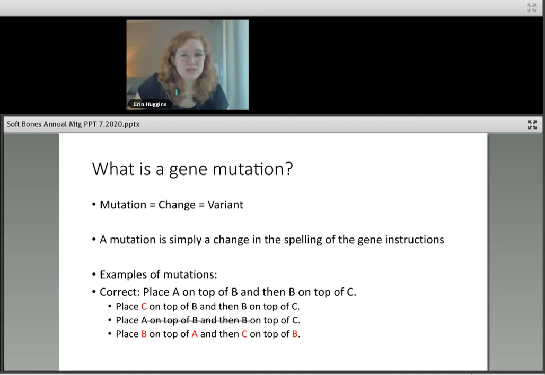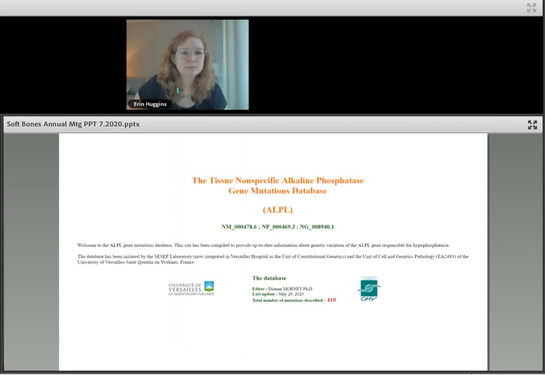And then the last one is multiple spelling changes, where if you change one letter, it can lead to changing the rest of them as well. So this would be a backwards version of the instruction that we've got. Place B on top of A, and then C on top of B. It's flipping the instruction around, and you end up with a totally incorrect product than what you're going to start with. So those are just some simple examples of how to think about a gene mutation.